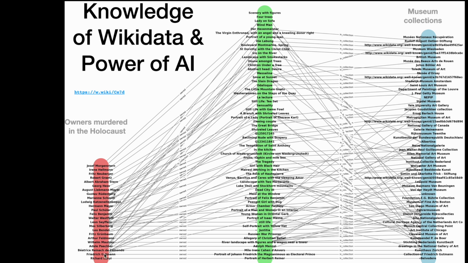art collectors who were murdered in the Holocaust, artworks that they owned. You see the edge there, owned, and then where that artwork ended up. You'll see the museums that had or still have these artworks today.